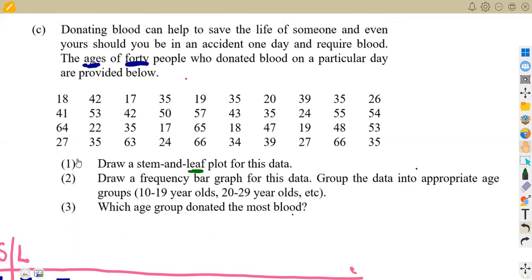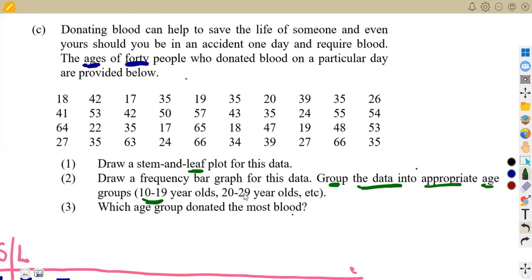All right. Then the other part now was to draw a frequency bar graph for this data. Okay, a frequency bar graph. Remember, this one is drawn according to the frequency. But now they are not just saying draw it; they are saying group the data in appropriate age groups. You are supposed to group the information from 10 to 19 years old, 20 to 29 years, and so on and so on.